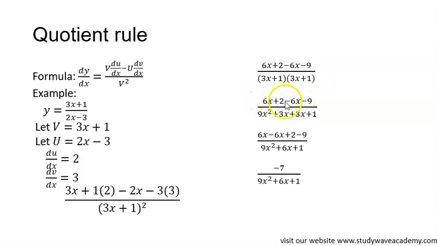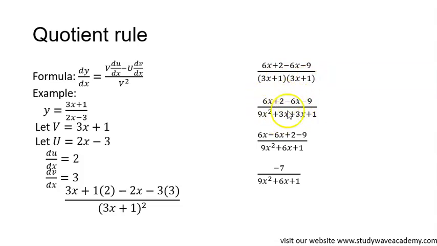So 6x plus 2 minus 6x minus 9 all over, we open this bracket. 3x times 3x is going to give you 9x squared. Do you understand? Plus 3x times 1 is going to give you 3x. Plus 1 times 3x is going to give you 3x. Plus 1 times 1 is going to give you 1.